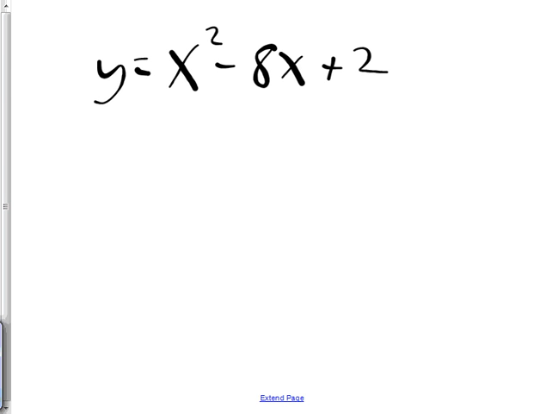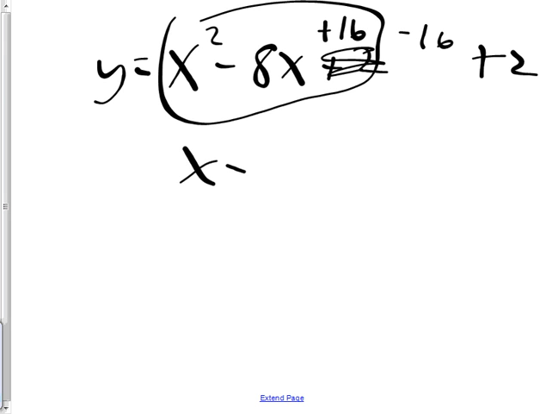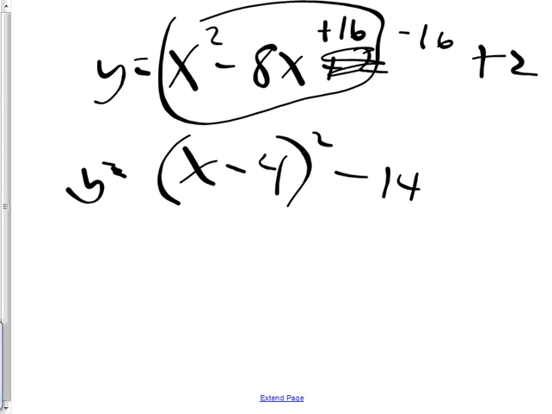Okay, so on that one, this 2 got moved away over here, and then I went plus 16 and minus 16. This part right here, (x minus 4) squared minus, and then that goes together, 14. Okay, for those watching at home, that's what the right answer was, except I can't apparently make an equal sign.